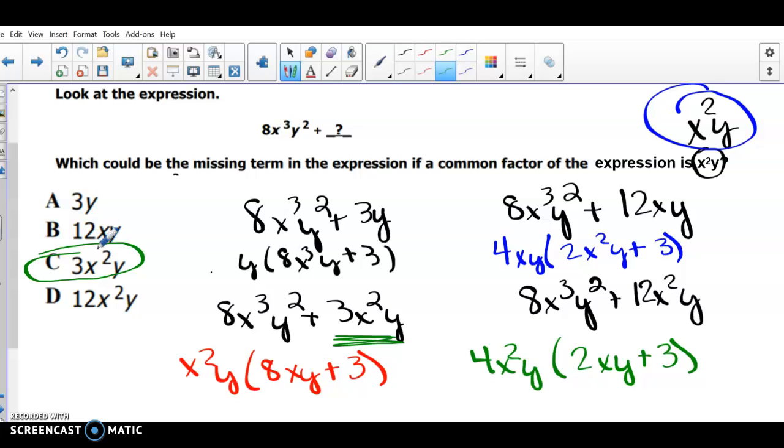Takes a little time to try all four of your answers, but you only have one or two of those on your test, so it shouldn't be that difficult.